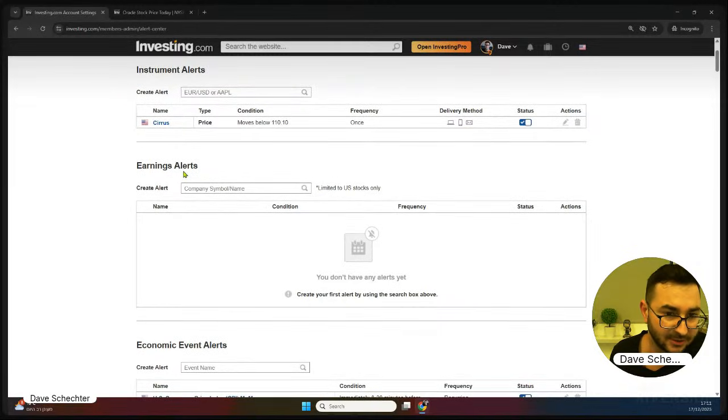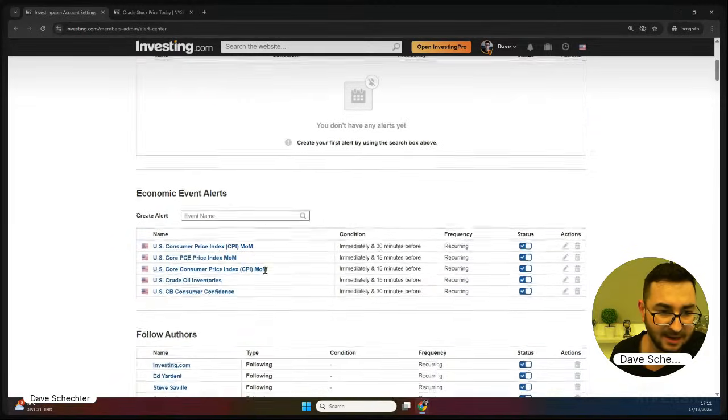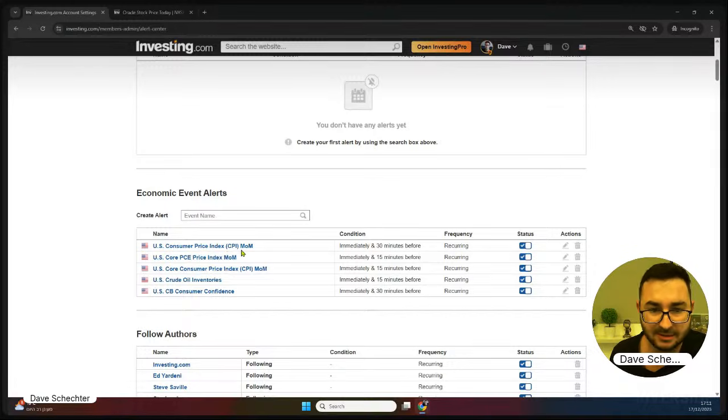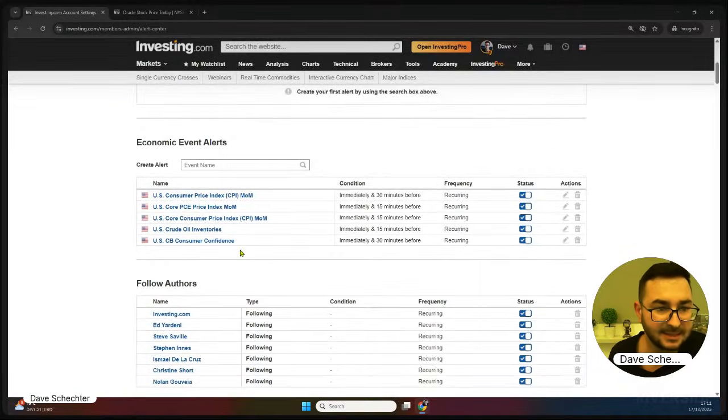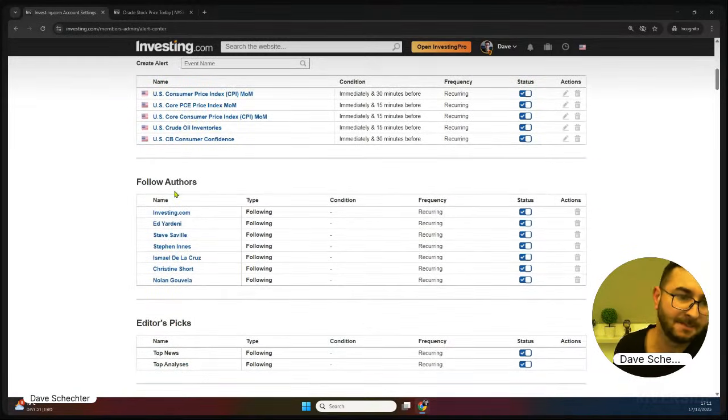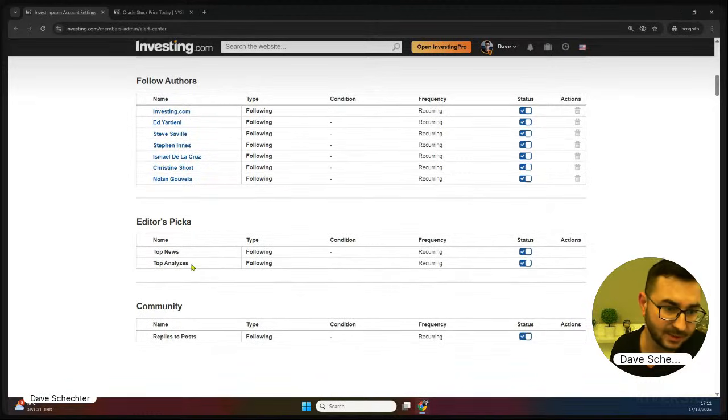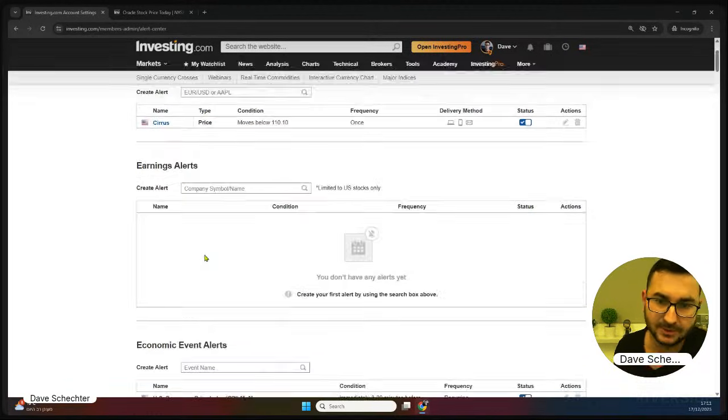If I set any earnings alerts, I can do that here. And of course, the economic event for the consumer price index that we set just earlier is also here as well. Inside the Alert Center, you can also track and modify any of the authors that you're following. We'll show you in just a bit how you can go ahead and follow authors, and of course, any types of news items that you are following.